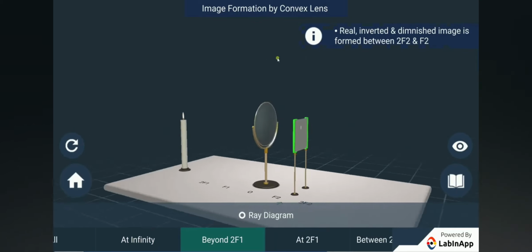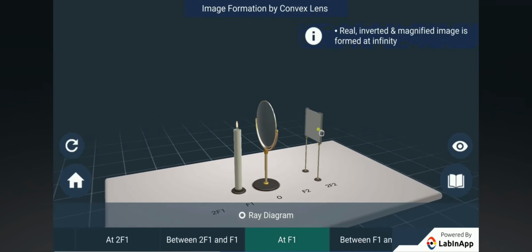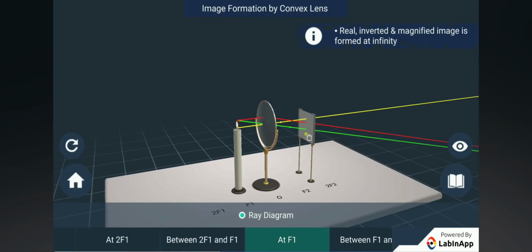With the candle placed at F1, adjust the position of the screen. We can see that an image could not be captured on the screen at a very large distance. This can be verified with the help of ray diagram. Here, we can see that a highly enlarged image is formed at infinity.